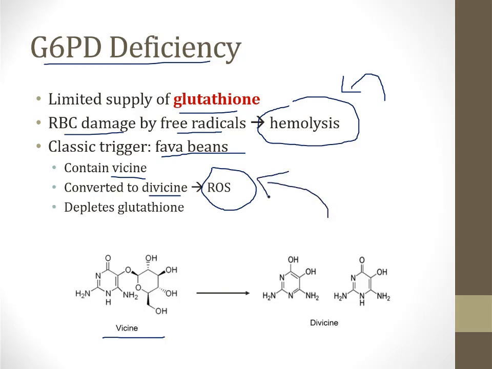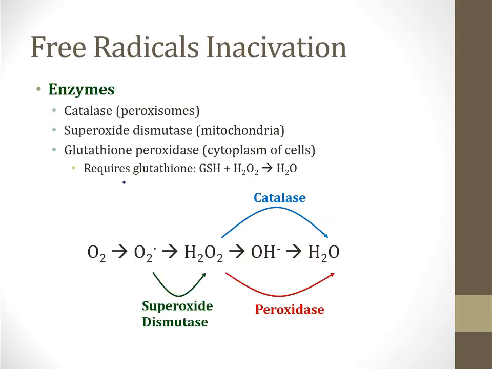In addition, our cells try to inactivate the reactive oxygen species by using glutathione, but these patients have a limited supply, and therefore they run out of glutathione and they suffer from hemolysis. If we go back to this slide, one of the mechanisms for free radical inactivation is the enzyme glutathione peroxidase. It's found in the cytoplasm of cells, including in red cells. It requires glutathione to function, and it uses glutathione to convert hydrogen peroxide into water. So in a person with G6PD deficiency, there's a limited supply of glutathione, and this leads to an inability to inactivate free radicals, and that leads to free radical damage and hemolysis.